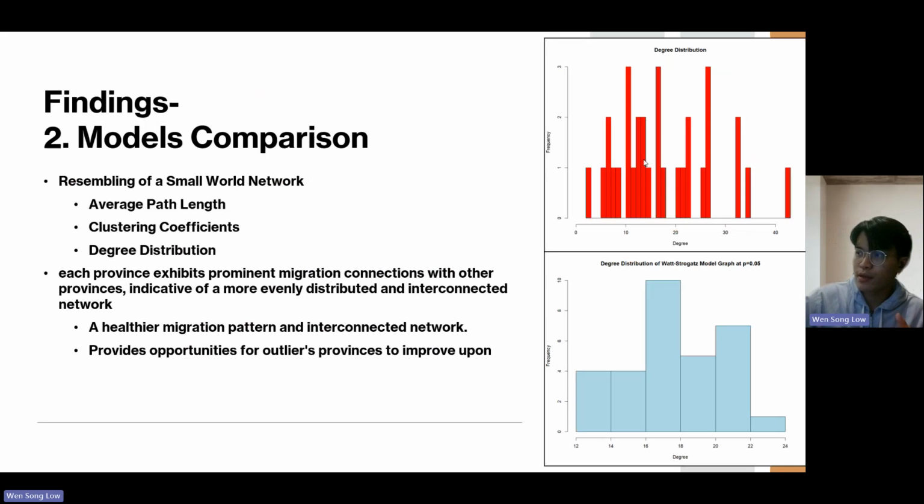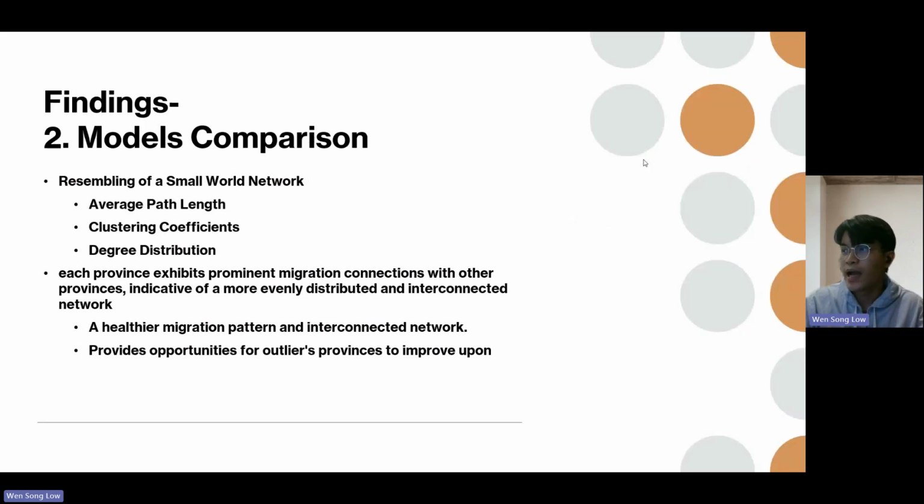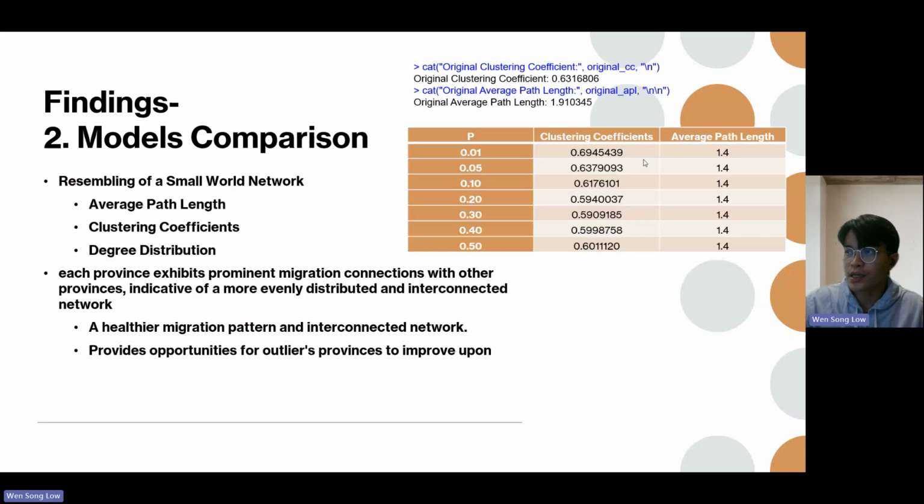So my original network degree distribution and the degree distribution from the small world network with a rewiring probability of 0.05 are very similar in the way the degree is distributed, right? Most of the provinces have around the same degree, with some outliers, of course. We can also look at the clustering coefficient and average path length, and you notice that the original values for these two metrics are very similar to those when the probability of rewiring is 0.05.